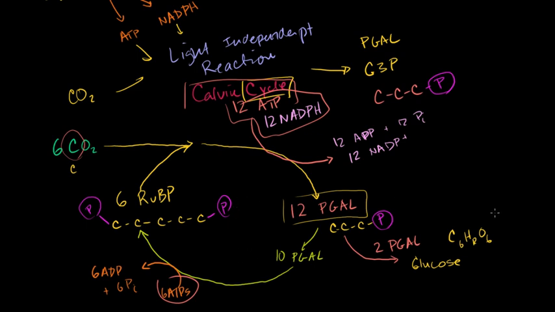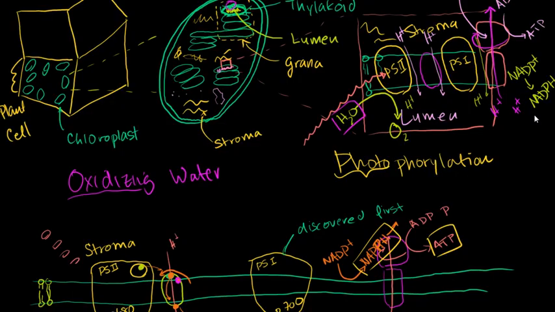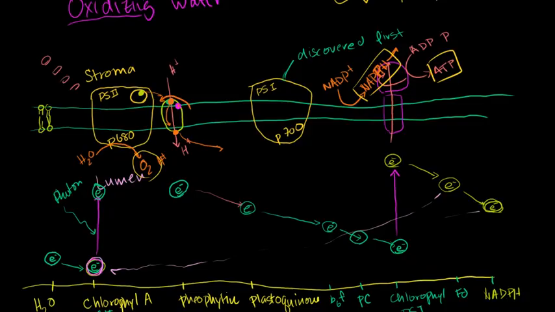Now, we said it doesn't happen in a vacuum. Actually, if you want to know the actual location where this is occurring, this is all occurring in the stroma, in the fluid inside the chloroplast, but outside of your thylakoid. So in your stroma, this is where your light-independent reactions are actually occurring.